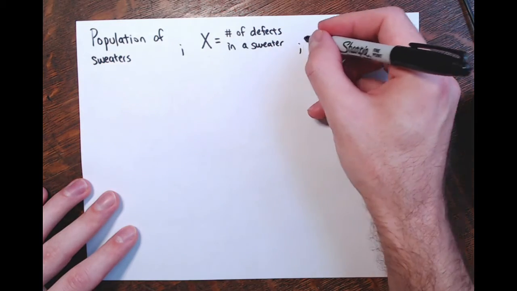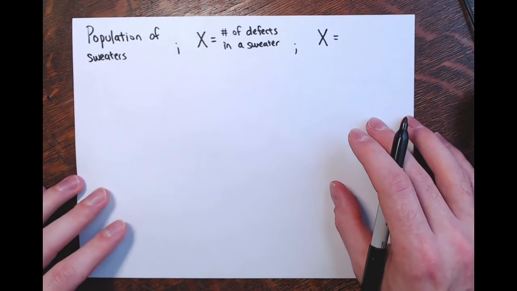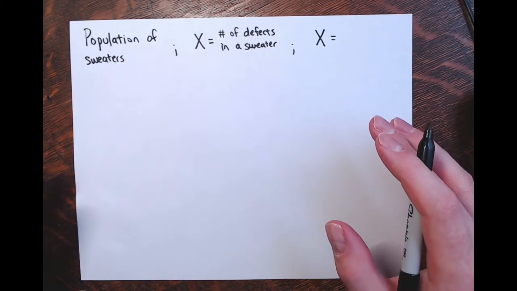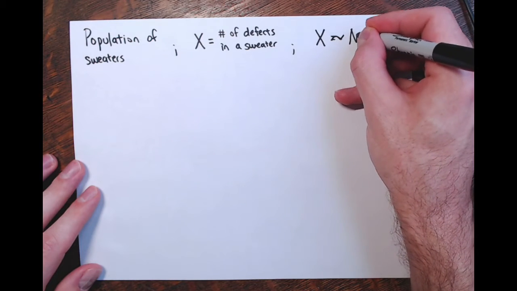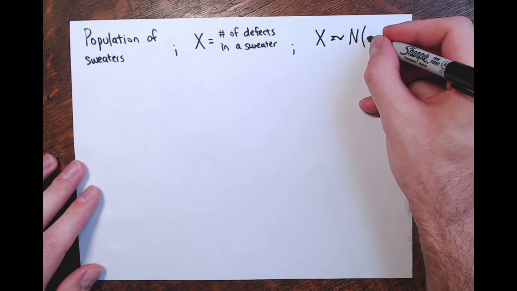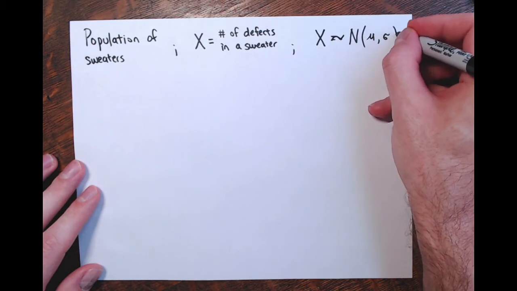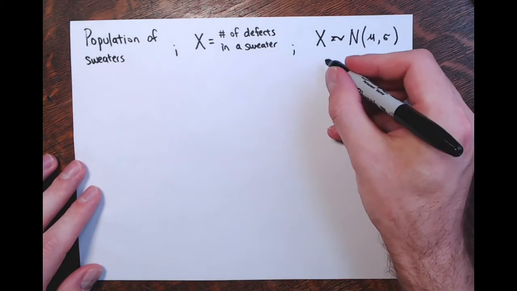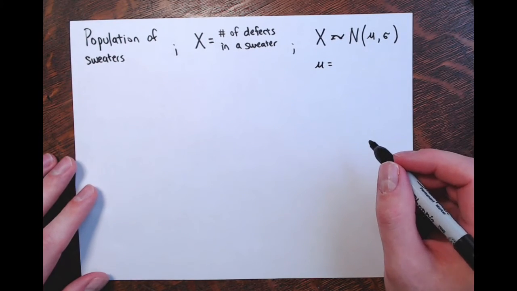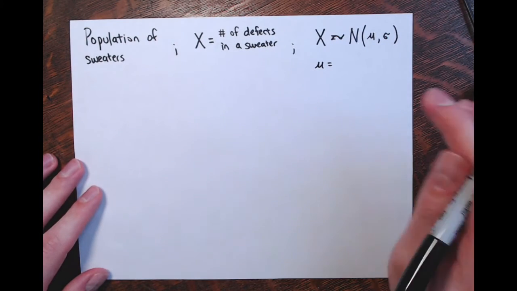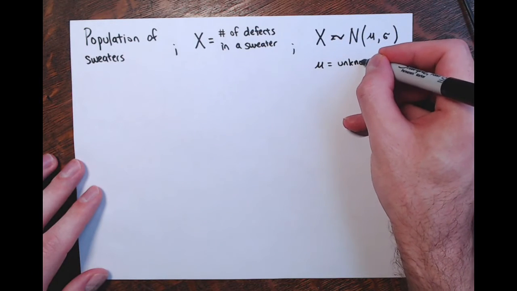Alright, so what we're told about X, this number of defects in all the sweaters, the population of sweaters in this factory, is that X is normally distributed with some mean, mu, and some standard deviation, sigma. Where mu, the average number of defects for all the sweaters in this factory, is unknown, right?